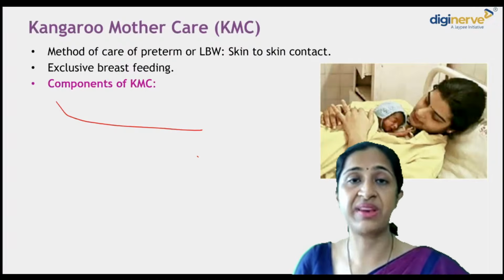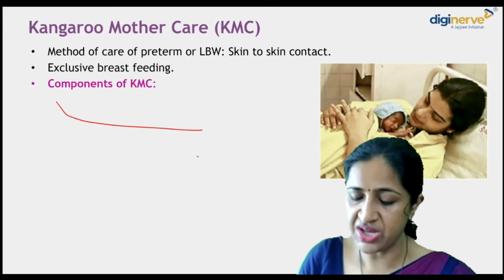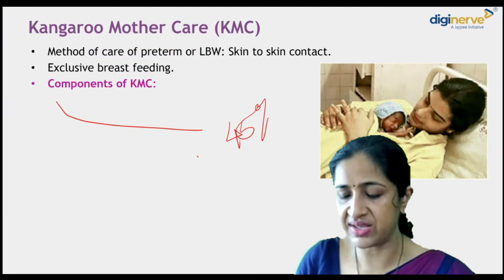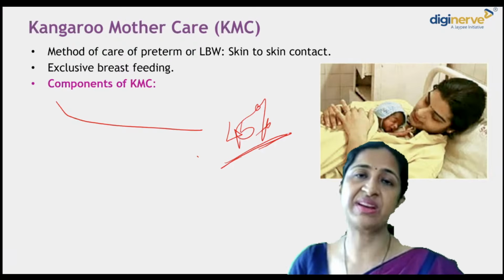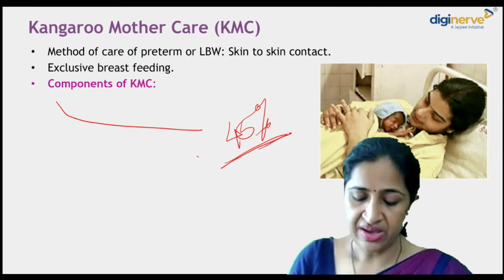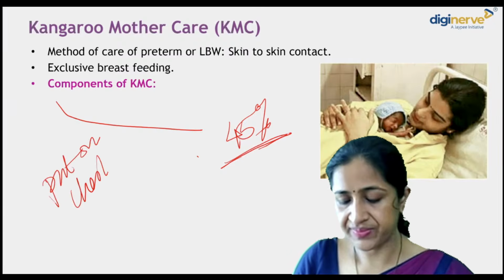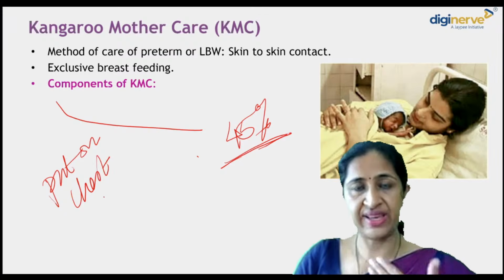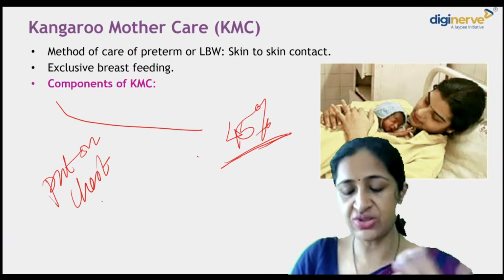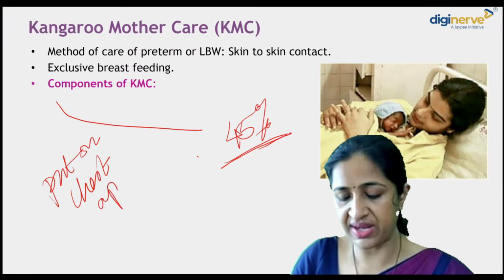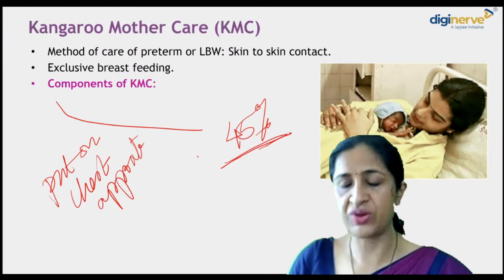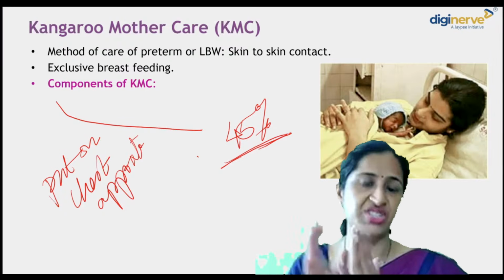Okay, semi-reclining position. Semi-reclining means 45 degrees angle. The baby is put on the mother's chest, face down. Okay, the baby's chest is on the mother's chest, approximating the chest of the baby to the chest of the mother.